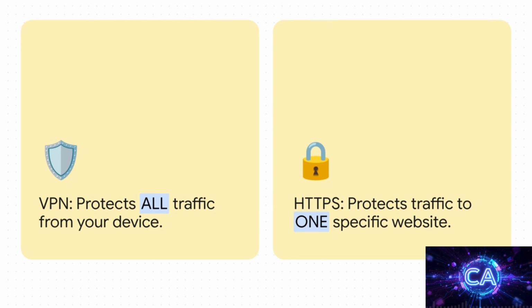So what's the actual difference between a VPN and HTTPS? Well, it all comes down to scope. HTTPS secures your connection to one single website. That's it. A VPN, on the other hand, is a much bigger shield. It creates that secure tunnel for everything your device is doing online: your browser, your apps, the whole shebang.